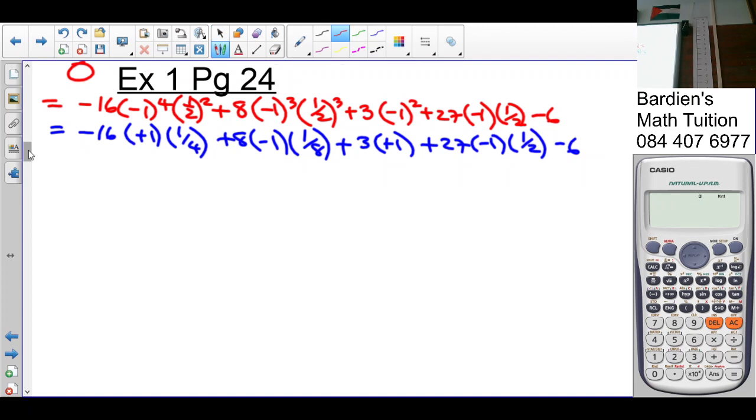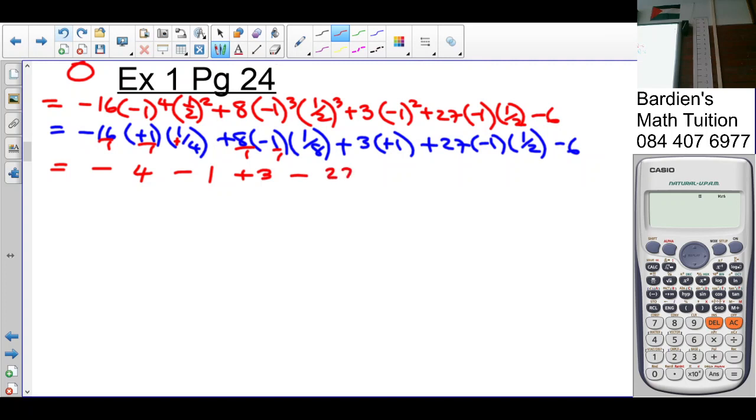Right, so let's carry on. So that's going to give us negative times positive times positive, it's going to give you negative. So that will be 16 over 1, times 1 over 4, so 16 over 4, and 16 over 4 is 4. Positive times negative times positive is what? Negative. So that would be 8 times 1 times 1 is 8. 8 over 8 is 1. Positive 3 times positive 1 is positive 3. Now this is positive times negative times positive, negative.